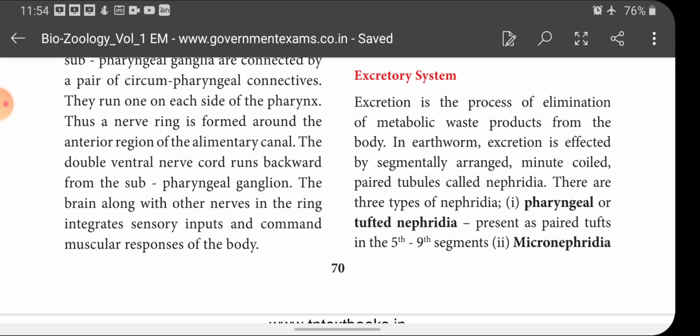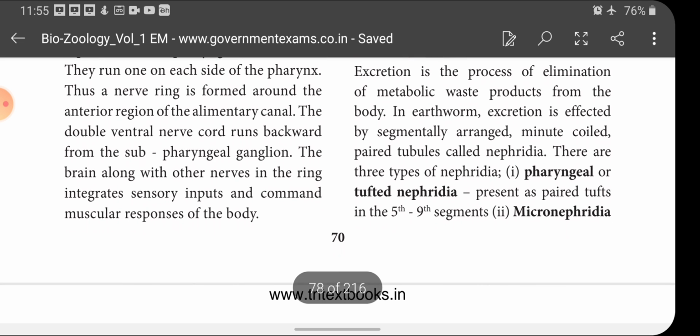In earthworm, excretion is effected by segmentally arranged minute coiled paired tubules called nephridia. Simply speaking, excretion in earthworm takes place through the nephridia. Then there are 3 types of nephridia we can see.